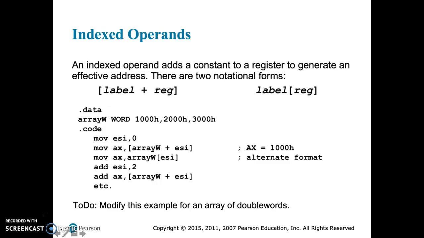In our example, we have a 3-element word array, and in the first line of code, we move the number 0 into ESI, and then the next 2 lines are equivalent. We essentially are moving to the AX 16-bit register the value at the offset. So the ESI has the offset, and then we actually dereference it to get the actual value there, which is 1000 in hexadecimal. So this is just another way to do an indirect. This is another example of indirect operands.